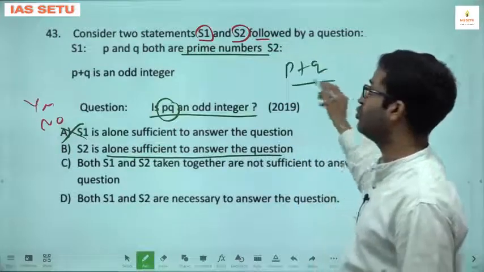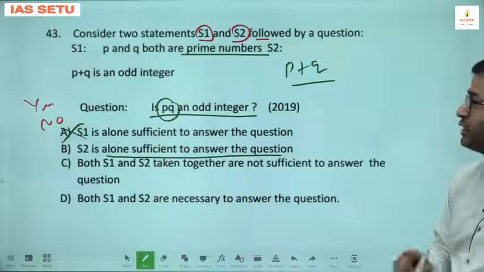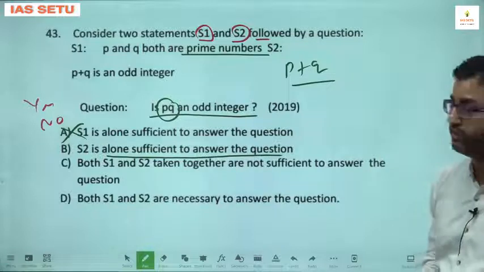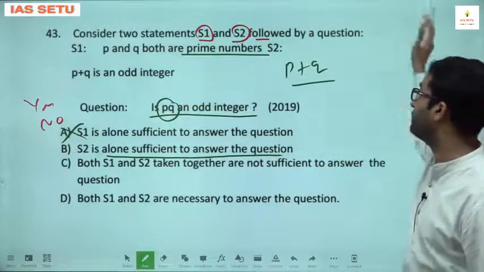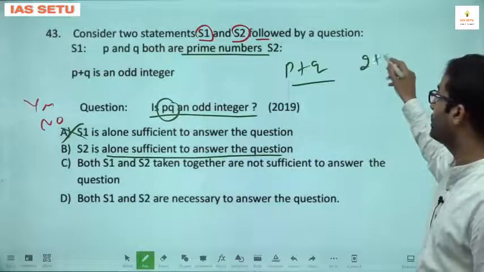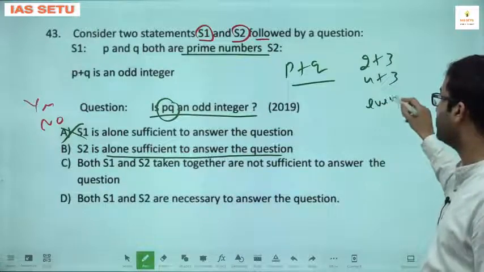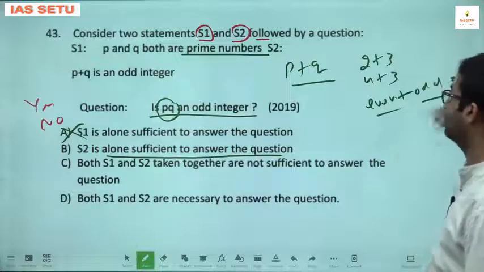P plus Q is an odd integer. So for P plus Q to be an odd integer, it means both cannot be odd numbers, because 3 plus 5 becomes an even number. It means one has to be even, the second has to be odd. 2 plus 3, 4 plus 3. So out of the two, one is even and the other is odd. Then only P plus Q is odd.